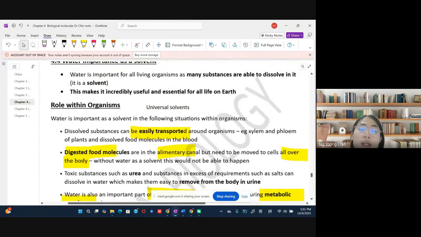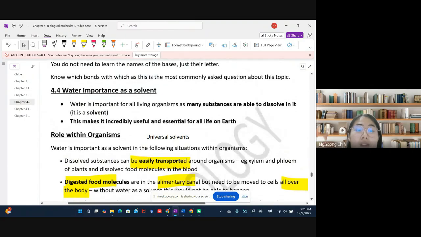Okay, Chloe, last question I would like to ask you, okay? Water is a polar molecule, right? So Chloe, you tell me, does water contain any charge inside its molecule?